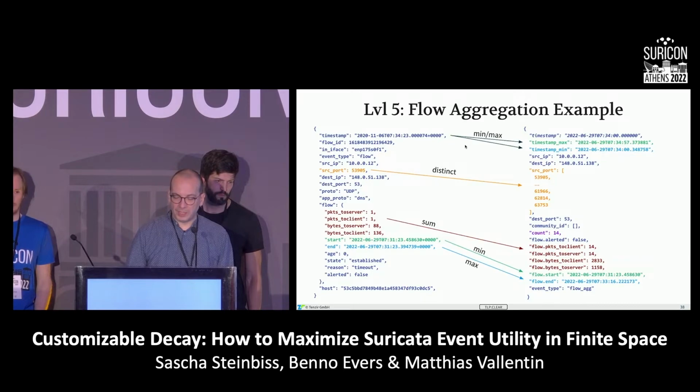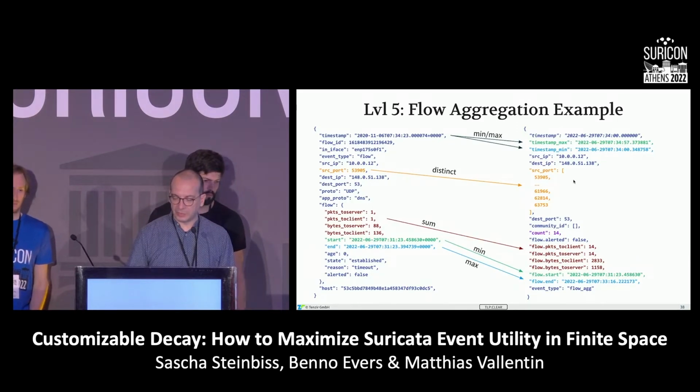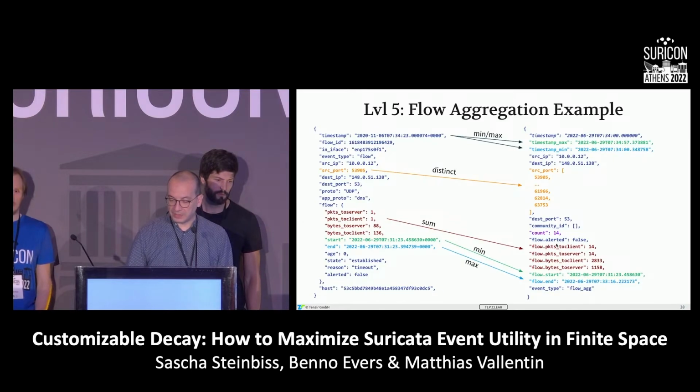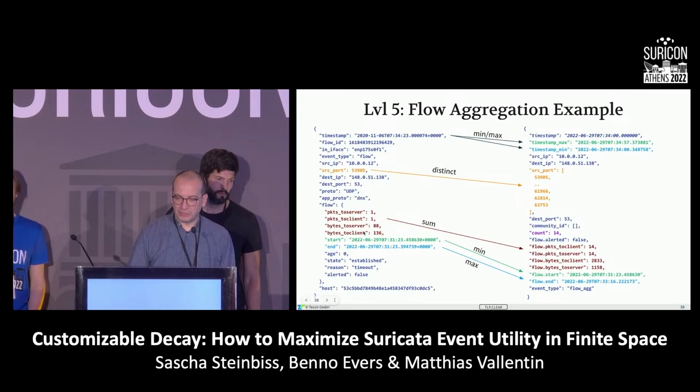How would an aggregated version look? First of all, we can see that the resulting data point, on the right-hand side here, has moved from event type flow to event type flow ag, and has a count value of 14. The min and max timestamps refer to the minimum and maximum of the individual timestamps in the incoming objects. Source ports are gathered in a list in here, and packet counts and byte counts are just summarized.